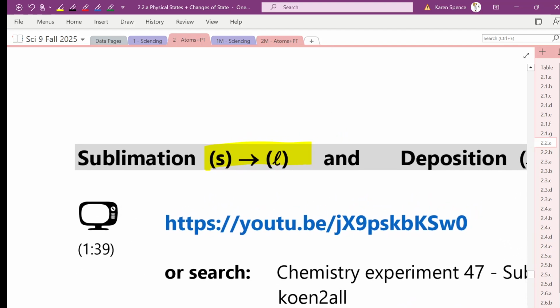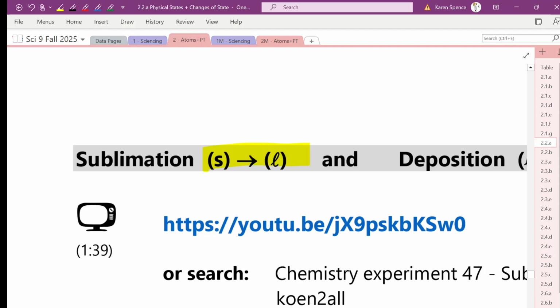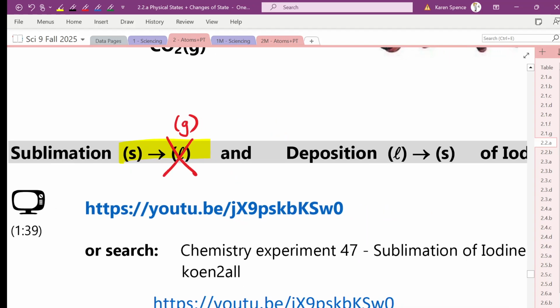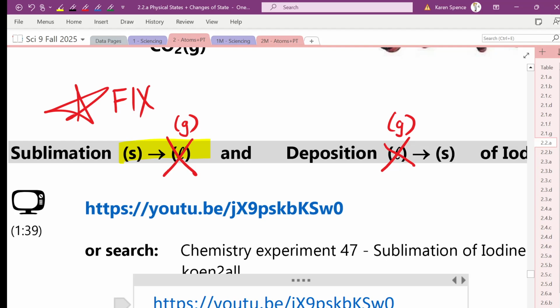Sublimation solid to liquid. That is wrong. Oh no. What should it be? It should be solid to gas. And what else did I do? Deposition. I said it was liquid to solid. It should be gas to solid. So I need to fix this. How have I missed that for so many years? Okay. Let's take a look at the sublimation of iodine. Iodine's fun because it's purple.